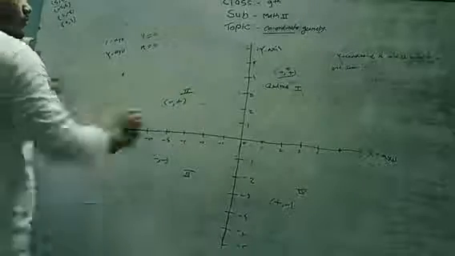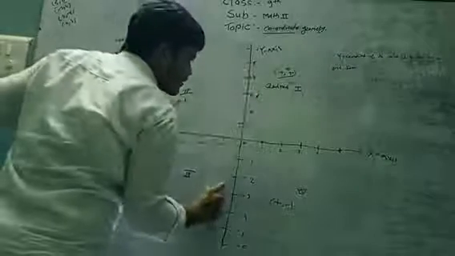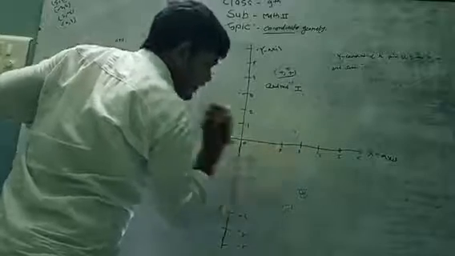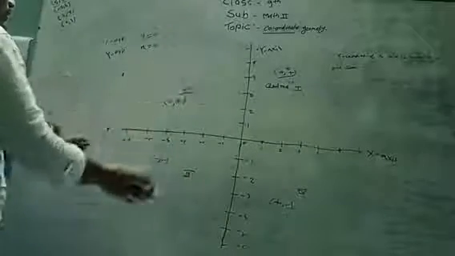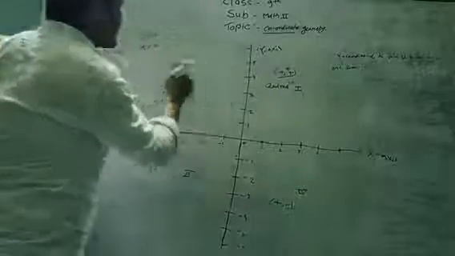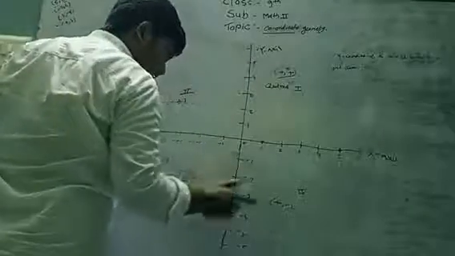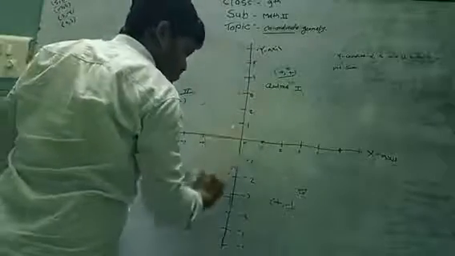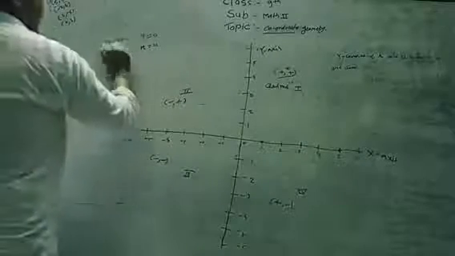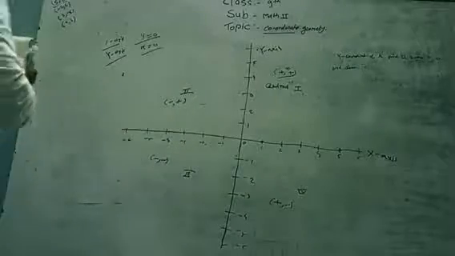Now the y-axis. If any point is present on the y-axis, then the x coordinate of that point automatically becomes 0, and that's why the equation of the y-axis is nothing but x equals 0. Means the equation of the y-axis is when the x coordinate is 0, so x equals 0, and the equation of the x-axis is y equals 0.